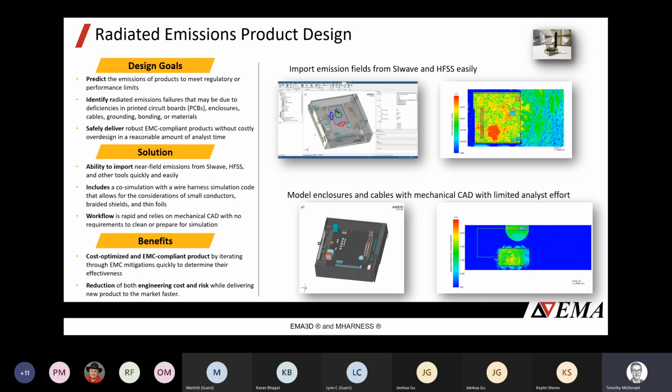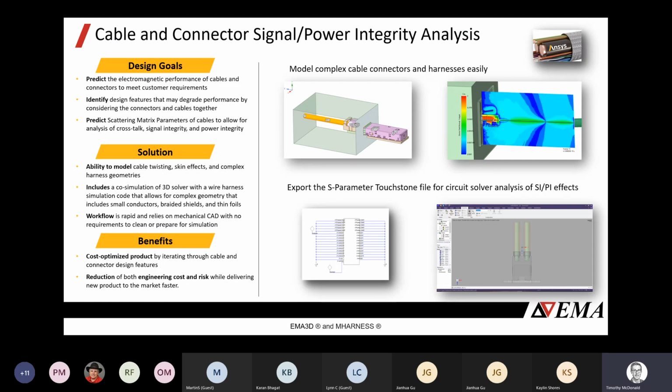EMA3D is now a perfect tool for radiated emissions product design. We can pull in fields from SIwave or HFSS for PCBs. We can model the performance of the PCB enclosure, the fields from SIwave, and the fields created from cables, and see the superposition of all those effects on top of each other. And we can also do signal and power integrity and consider the effects of the cables and connectors. So we can do an S-parameter extraction from any cable and connector in EMA3D and wire that up in a circuit model for our follow-on signal integrity and power integrity analyses.